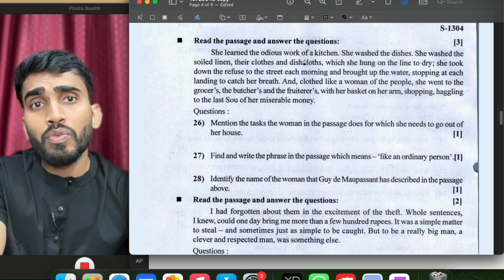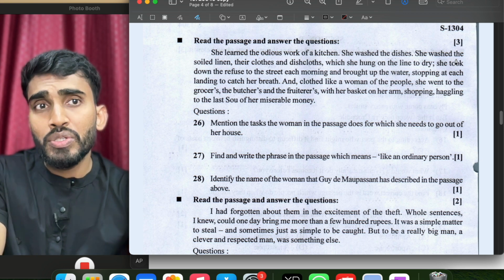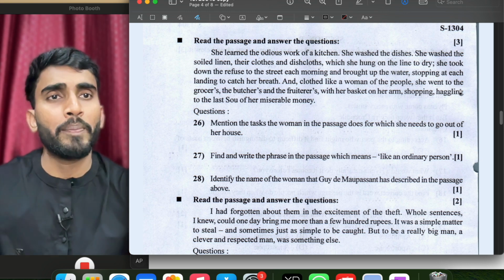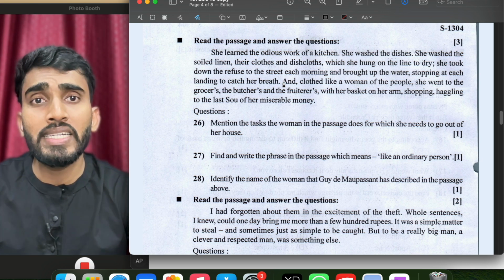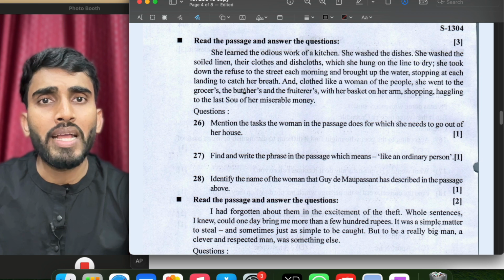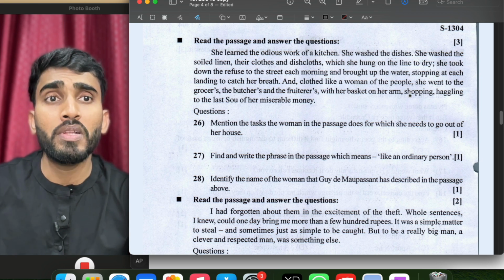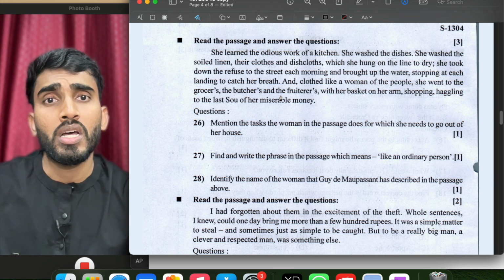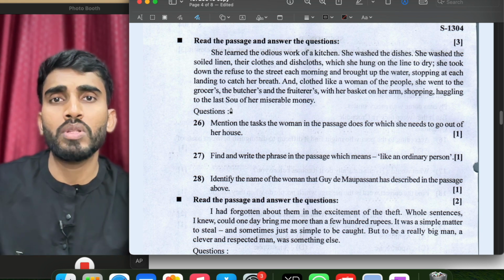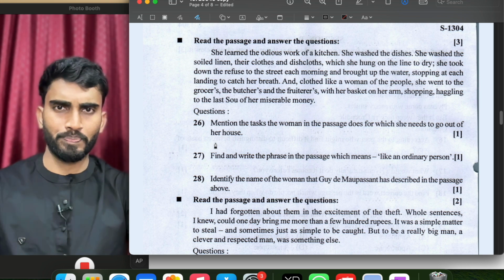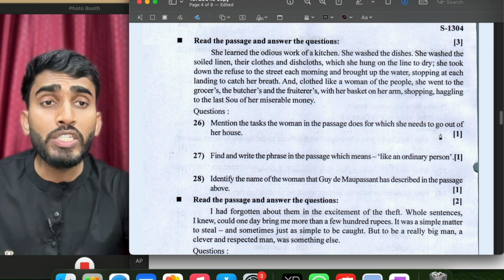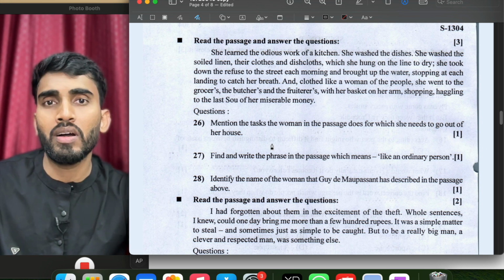She learned the odious work of a kitchen. She washed the dishes. She washed the soiled linen, their clothes and dishcloths, which she hung on the line to dry. She took down the refuse to the street each morning and brought up the water, stopping at each landing to catch her breath. And clothed like a woman of the people, she went to the grocers, the butchers, and the fruiterers with her basket on her arm, shopping, haggling to the last sou of her miserable money. The question is: mention the task the woman in the passage does for which she needs to go out of her house.